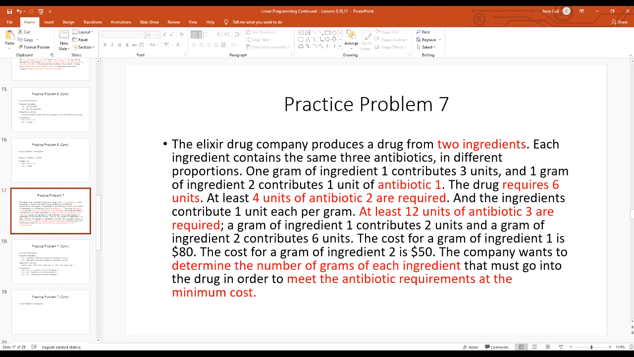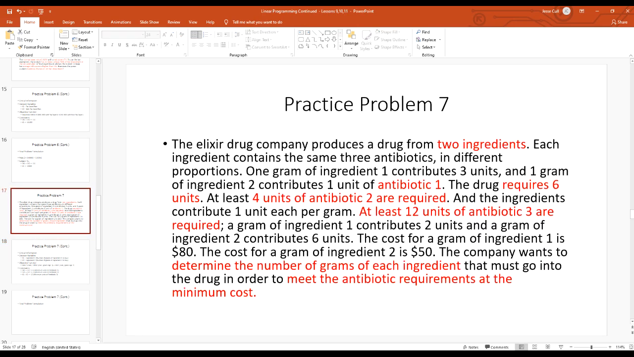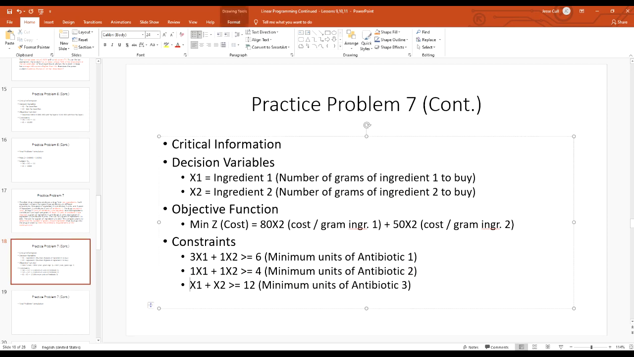We'll do the same thing again. The drug requires at least 4 units of antibiotic 2, and the ingredients contribute 1 unit of each per gram. So x1 and x2 are 1. 1x1 plus 1x2 greater than or equal to 4. So the final thing we have to do is we come up here. At least 12 units of antibiotic 3 are required. A gram of ingredient 1 contributes 2 units, and a gram of ingredient 2 contributes 6 units. So we have 2x1 plus 6x2 greater than or equal to 12.